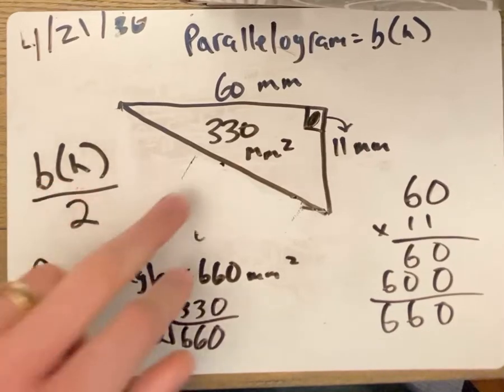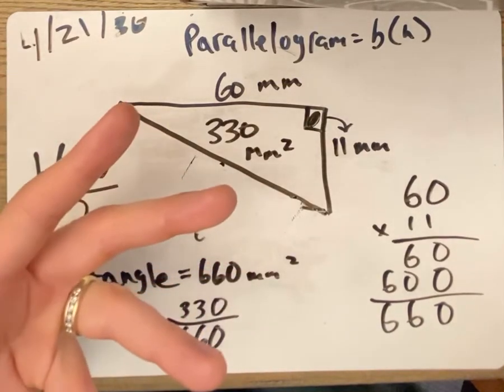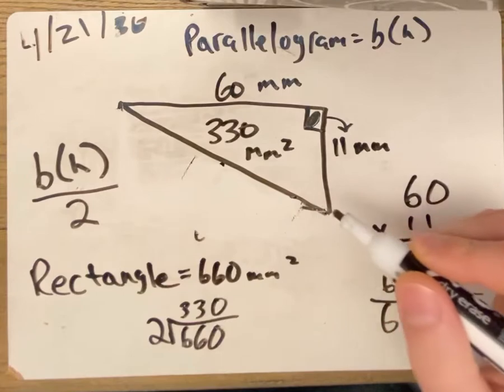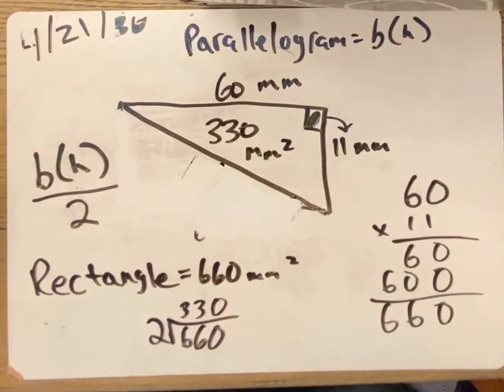Remember, if you get confused with the 3 values on the triangle, just make a rectangle around it, and then you'll see what you need to use, okay?